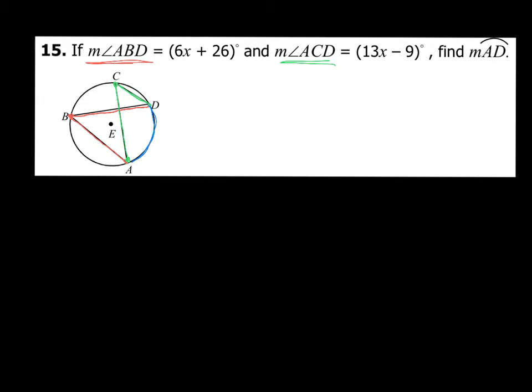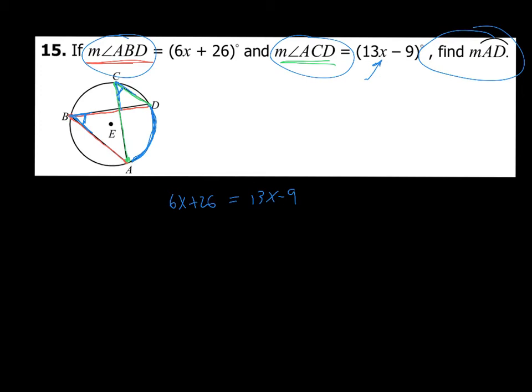And what do I know about these angles? These angles are congruent, and they both intercept the same arc. Now, what I notice is that they happen to be asking me for the measure of arc AD. So that would require that I know either this angle or this angle. I could figure out that angle if I knew the value of x. But what do I know about these two angles? That they're congruent. So 6x plus 26 is equal to 13x minus 9.